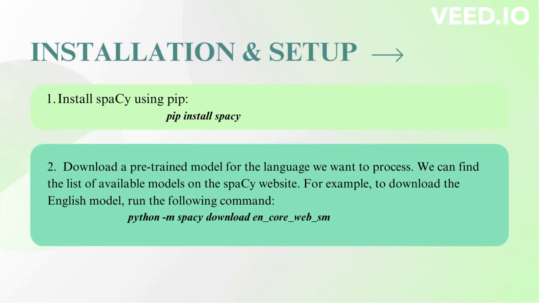Installation and setup of spaCy. Here are the steps to install and set up spaCy. First is to install spaCy using pip. Then download a pre-trained model for the language we want to process. We can find the list of available models on the spaCy website. For example, to download the English model, run the following command.